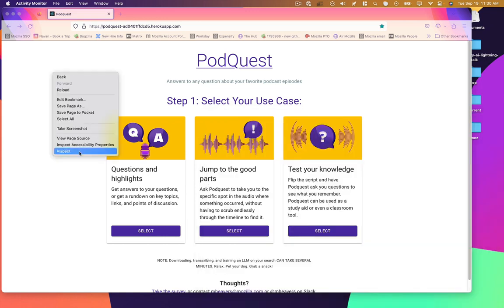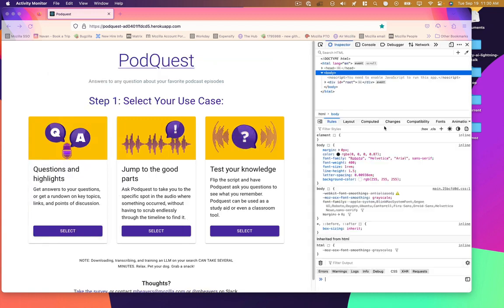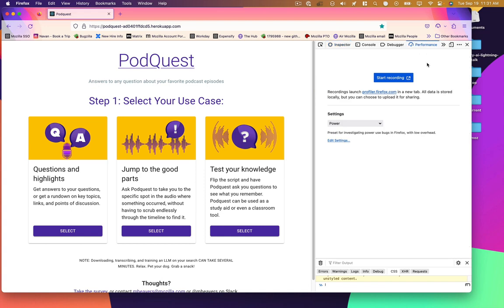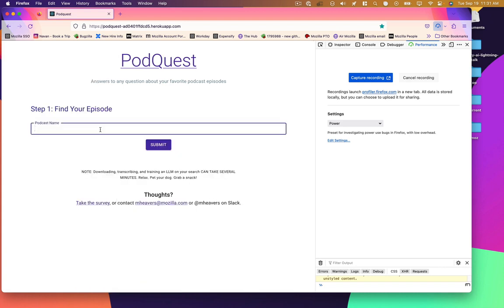The next thing I want to do is, in Firefox, I have a really great power profiler. So if I go to this performance tab, you'll notice I've got the power setting active here. And I'm going to make a recording of using my app. So it's recording. And now I'm just going to use the app as normal.